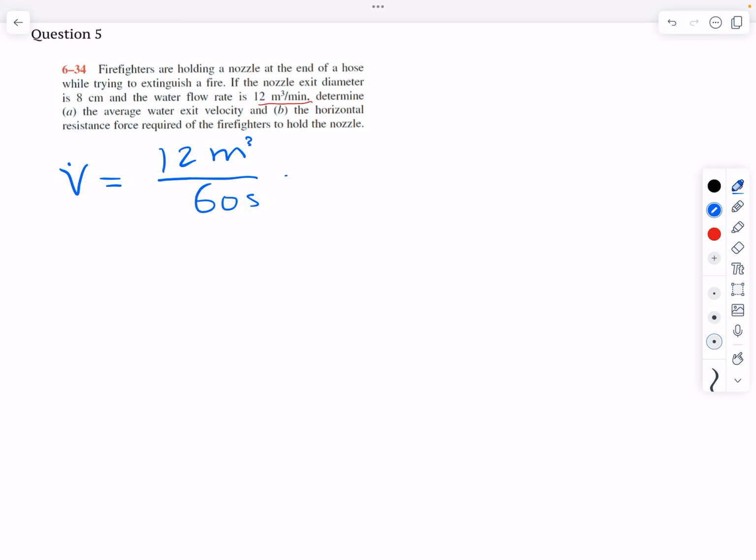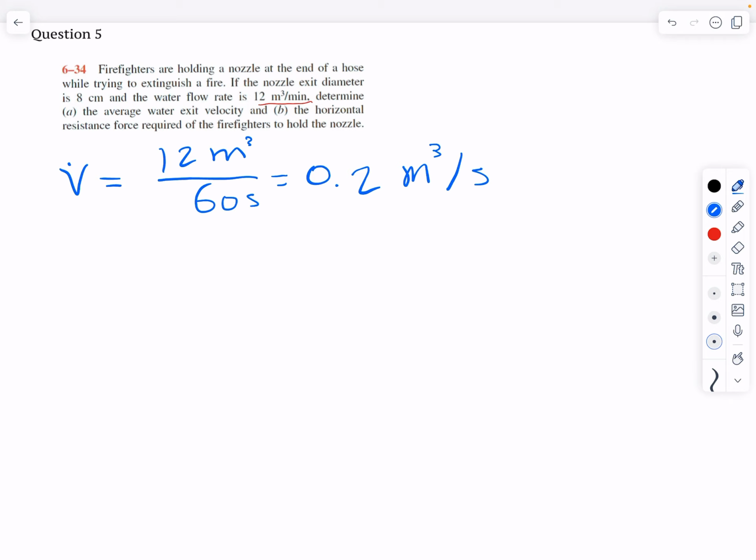So if you calculate it in your calculator, it should give you, let me calculate it now, because I think I haven't calculated this. So this is going to be 12 divided by 60, which gives you 0.2. Of course, it's going to be cubic meter per second. So that's the first thing.